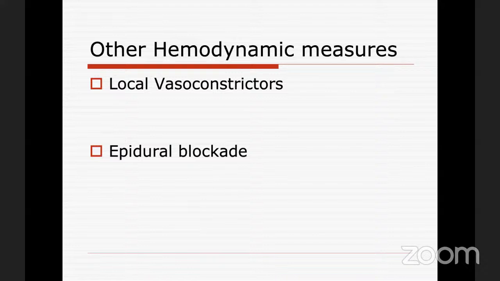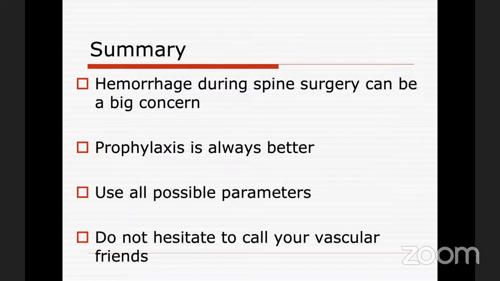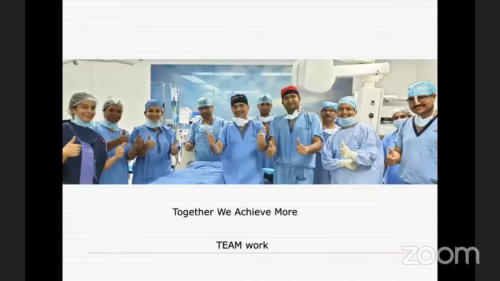Other hemodynamic measures like local vasoconstrictors and epidural blockade have been described, but we don't have much experience with that, but they all work. So hemorrhage during spine surgery can be a big concern. Prophylaxis is always better. Prioritize and make strategies for your surgeries. Use all possible parameters and do not hesitate to call your vascular friends in case of any vascular injury. And it's all teamwork.